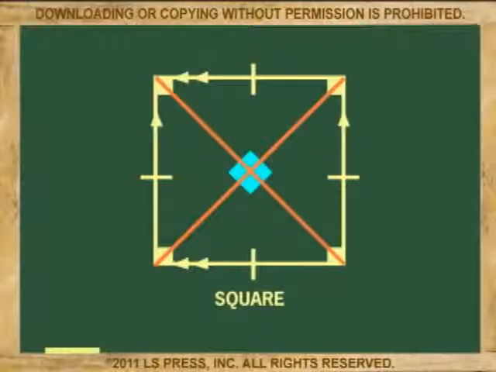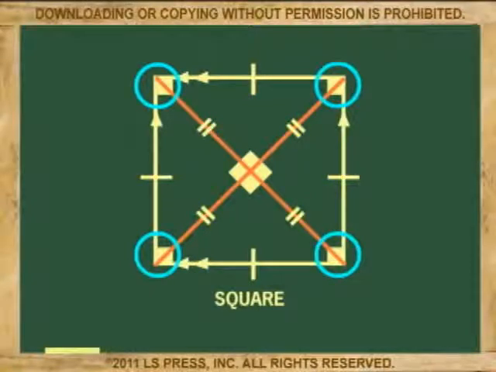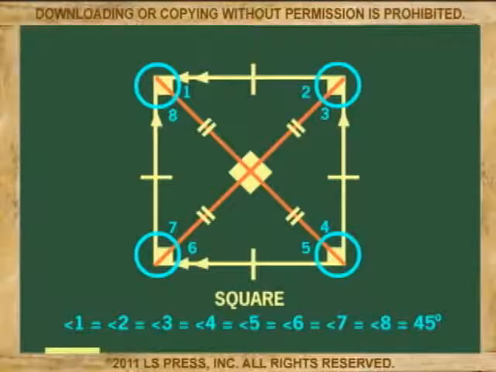of each other, which means that these segments are all equal, and that these 4 angles are 90 degrees each. Also, the diagonals, besides cutting each other in half at 90-degree angles, they also bisect the corner angles, making angles 1, 2, 3, 4, 5, 6, 7, and 8 45 degrees each.